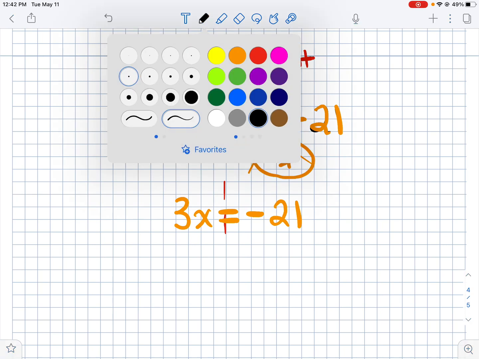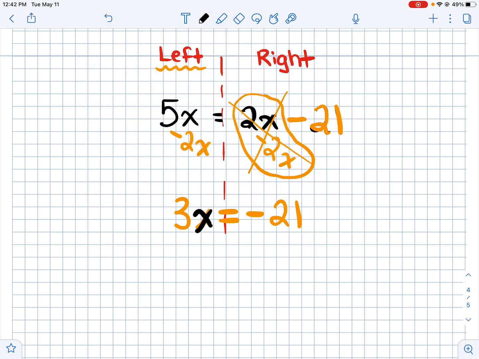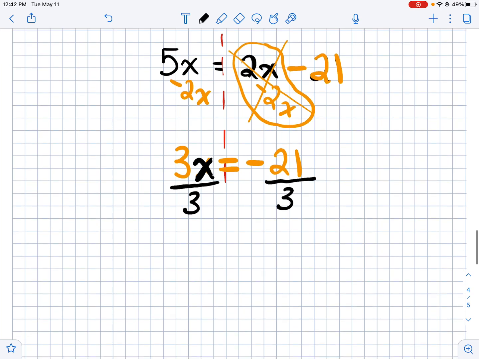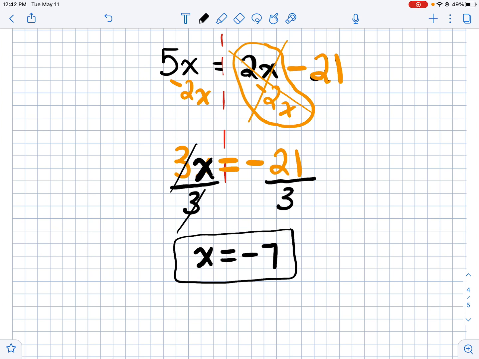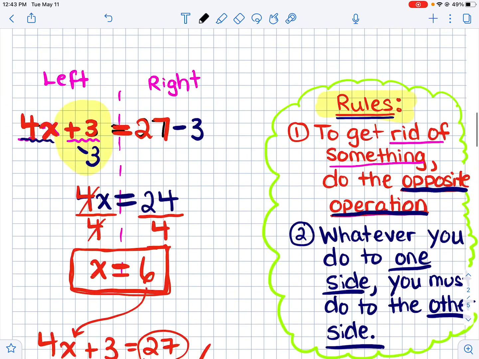There we go. So at least I have all my x's on one side. But now I need to get rid of this 3. So it's 3 times x. So the opposite of multiplying is to divide by 3. I'm going to divide this side by 3 too. So that gets rid of the 3's and it leaves the x. And negative 21 divided by 3 would be negative 7. And that's how we solve an equation. Always follow those 2 rules.